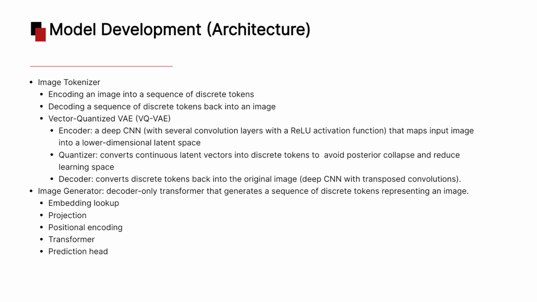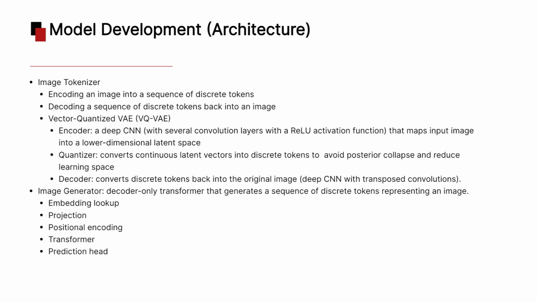Second, image generator, decoder-only transformer. Once we have a discrete vocabulary of image tokens, we model them with a transformer, essentially treating image generation as a sequence modeling task. A. Embedding lookup maps each token ID to a learned embedding vector. Embeddings can be shared with the tokenizer's codebook for parameter efficiency. B. Projection layer adjusts embedding dimensions to match the transformer's hidden size, e.g., 1024.